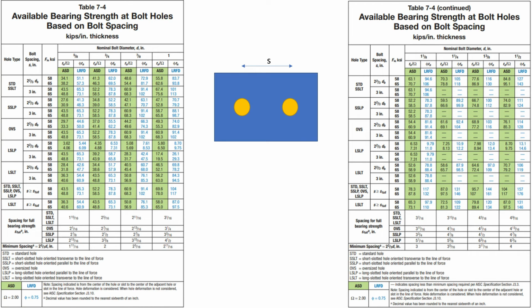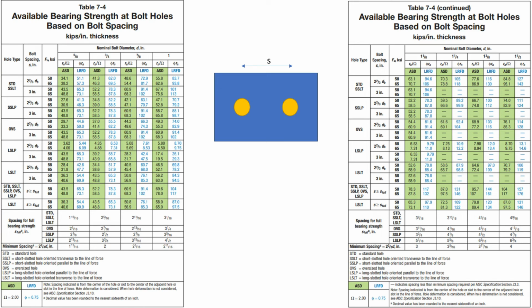Manual Table 7-4 has the bearing strength based on the bolt distance s in units of kips per inch thickness of the connecting parts. The connected parts have different bearing strength depending on their ultimate strength. The table has values for 58 ksi and for 65 ksi. Other factors that influence the bearing strength are the size of the bolts and the distance between them, as well as the type of hole used.